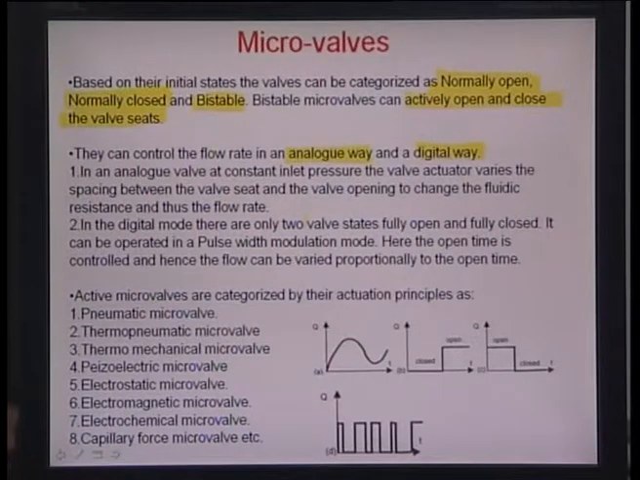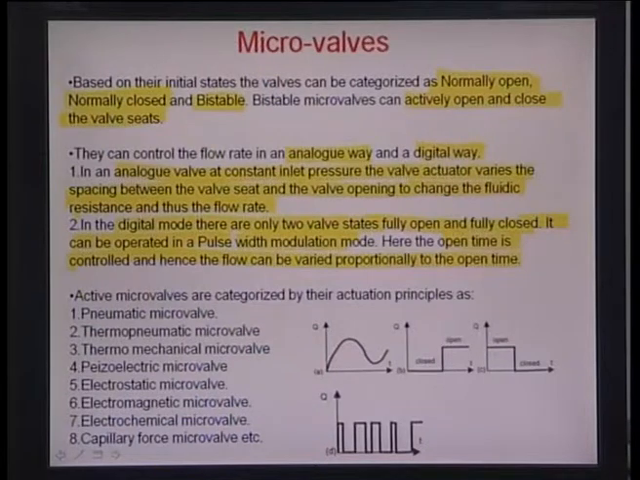As I illustrated, in an analog valve at constant inlet pressure, the valve actuator varies the spacing between the valve seat and the valve opening, and this changes the fluidic resistance and thus the flow rates. So, it is an analog control on the rates. In the digital mode, however, there are only two valve states, fully open and fully closed. It can be operated with pulse width modulation technology, and here the open time is controlled, and hence the flow can be varied proportionally to the open time.